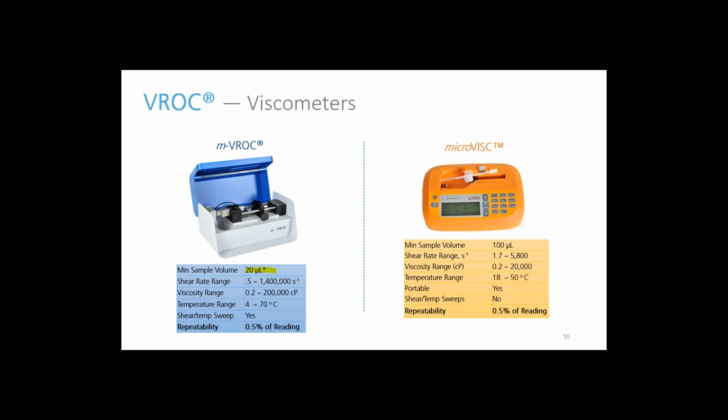Our other instrument, microVISC, is portable. As a result, it requires a slightly larger amount of sample to make a single measurement of viscosity, and it has a somewhat limited range in terms of shear rate range, viscosity range, and temperature range. However, as I mentioned, it's portable, and one of the things that I like most about microVISC is that it offers disposable pipettes.